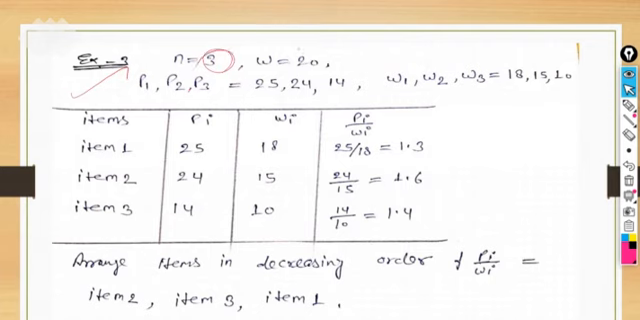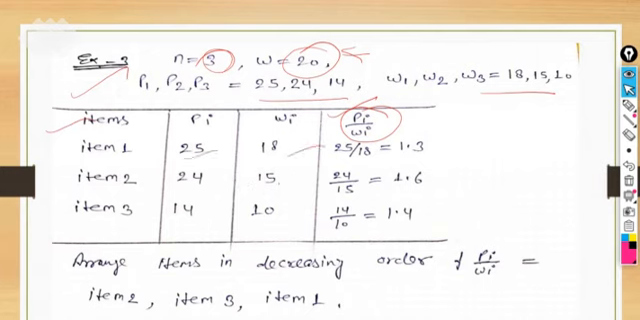3 is the number of items here. 20 is the weight of the knapsack. 3 profits are there, and weights are there with respect to the item numbers. So we have written it in tabular form, and we have found pi divided by wi, that means profit per unit weight.